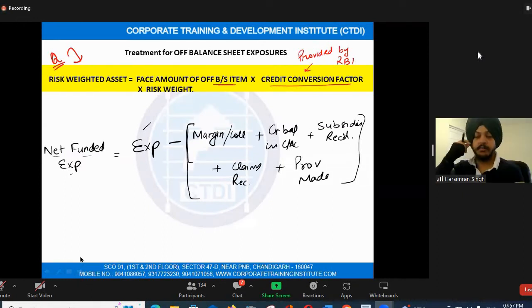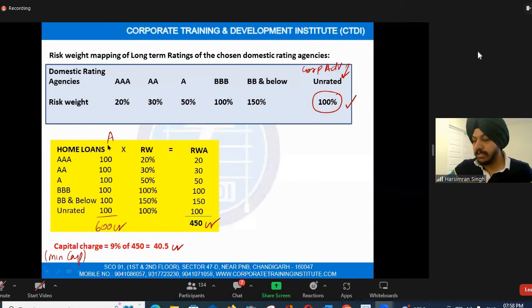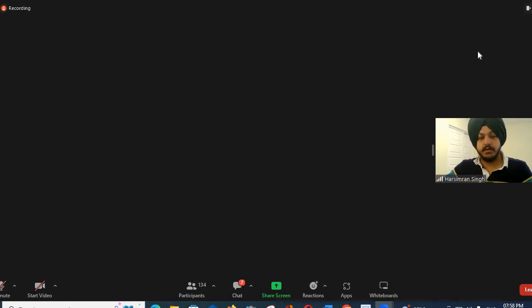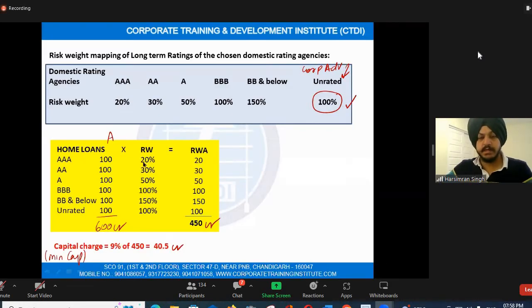Now, treatment for off-balance sheet exposures. Please look here, everyone. In a normal case, we simply multiply the asset value with the risk weight. To a AAA customer, I gave a 100 crore home loan multiplied by 20%. This is my risk-weighted asset. But what to do if this asset is an off-balance sheet exposure?